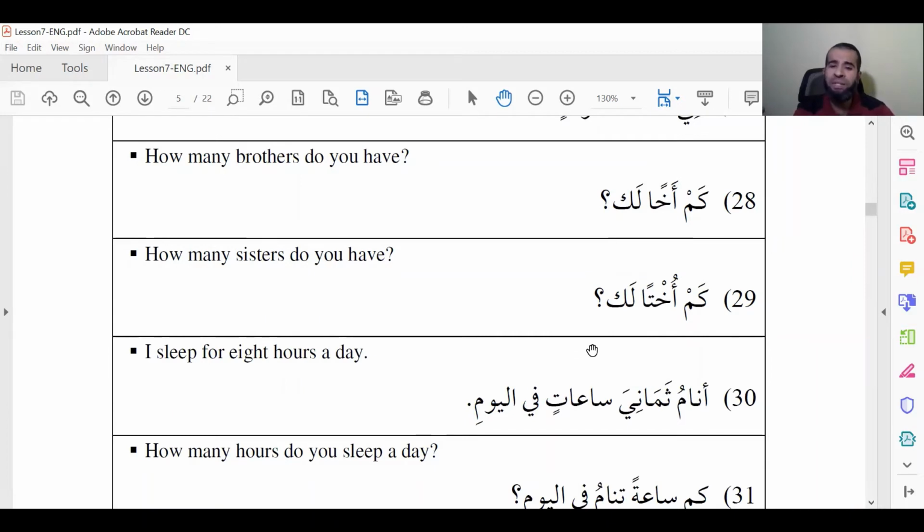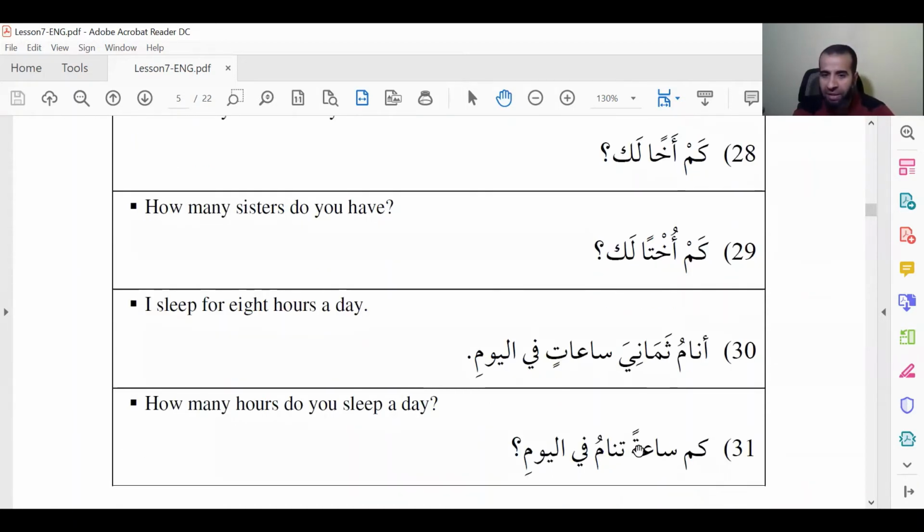ساعة means hour. The plural is ساعات. So it's ساعة with تاء مربوطة at the end. When we make the plural, we delete تاء مربوطة and add ألف وتاء like this. ساعات. So dual will be ساعتان. ساعة plus ألف ونون. We convert this تاء مربوطة into open تاء and add ألف ونون. ساعتان, 2 hours.